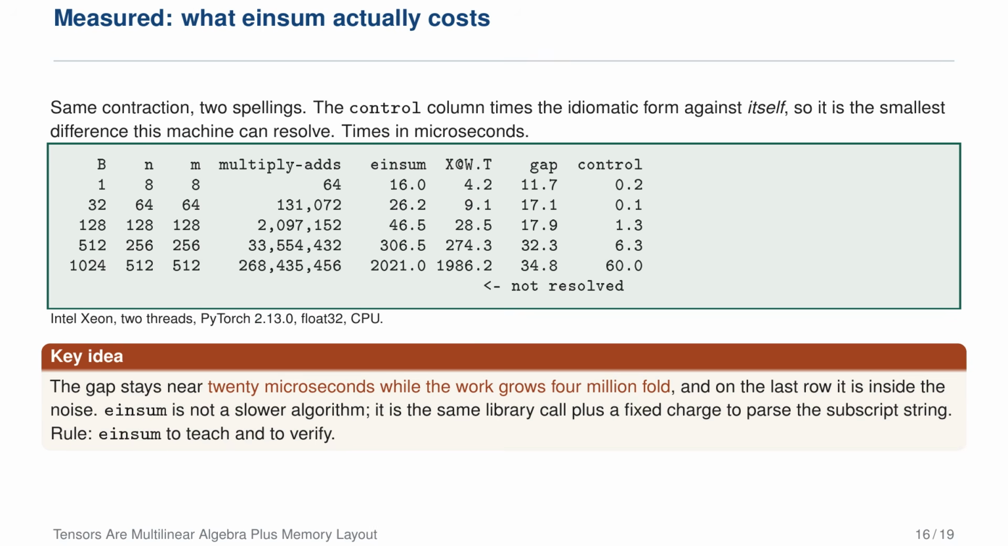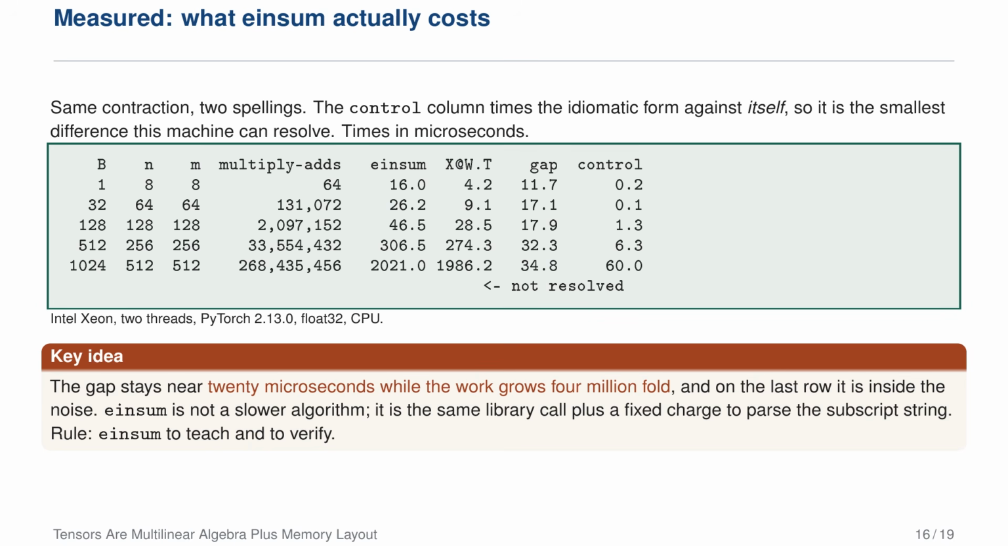Now, what does einsum actually cost? There is folklore that it is 2 or 3 times slower, so we measured it. The table sweeps the same contraction written 2 ways across 5 problem sizes. The last column is a control. It times the idiomatic form against itself, so it tells you the smallest difference this machine can resolve at all. Read the gap column down.